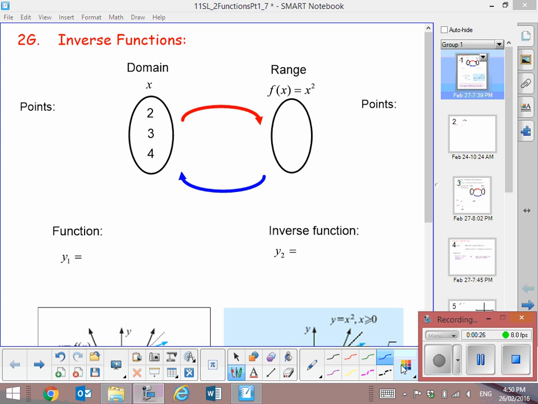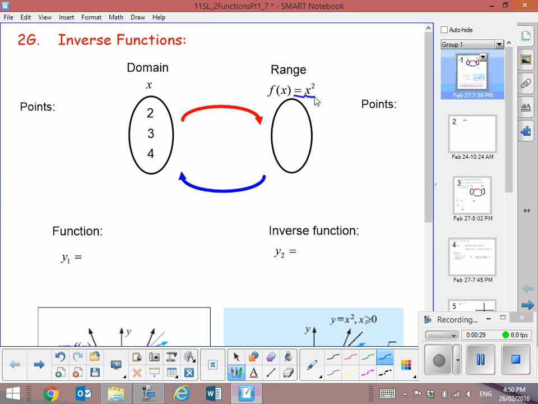So the function we're looking at here to start with is the function f of x equal to x squared. Our original function turns x into x squared. So 2 becomes 4, 3 becomes 9 when we square it, 4 becomes 16 when we square it. Our inverse function is going to turn our 4 back into 2, our 9 back into 3, and our 16 back into 4. What operation does that?